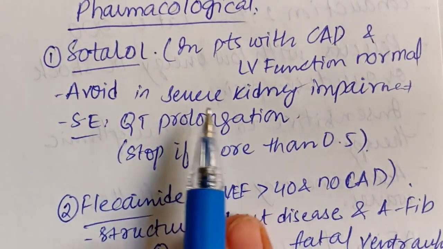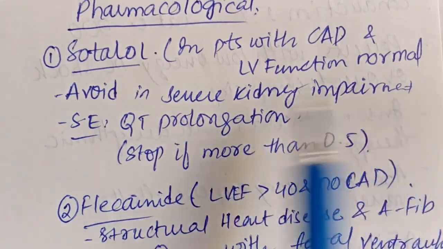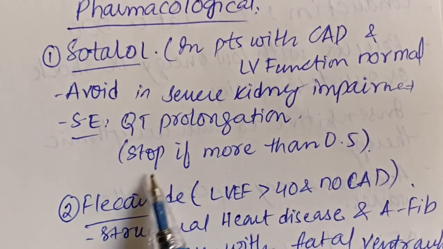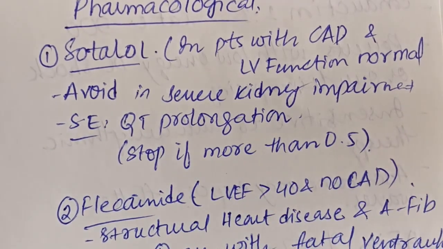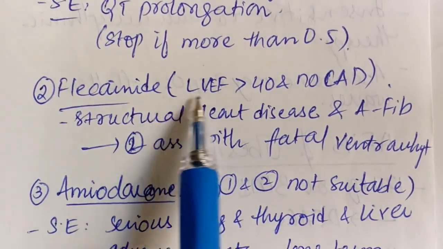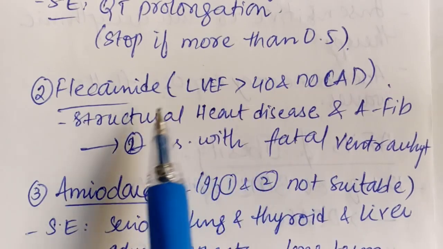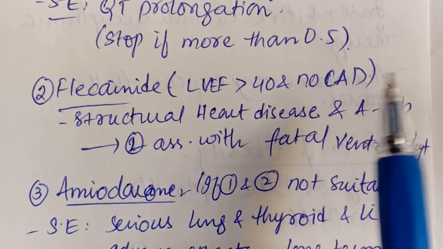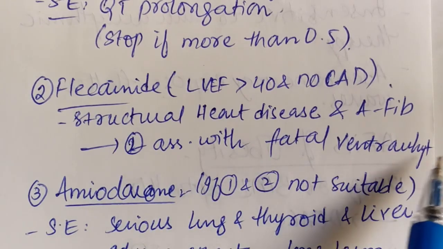So number one is sotalol in patients with coronary artery disease and normal left ventricular function, and it is avoided in severe kidney impairment. But the main side effect of sotalol is QT prolongation, and we have to stop the sotalol if the QT is more than 0.5. Then we have flecainide. Flecainide is considered when the left ventricular ejection fraction is more than 40 and there is no coronary artery disease or structural heart disease. But flecainide is associated with fatal ventricular arrhythmia.